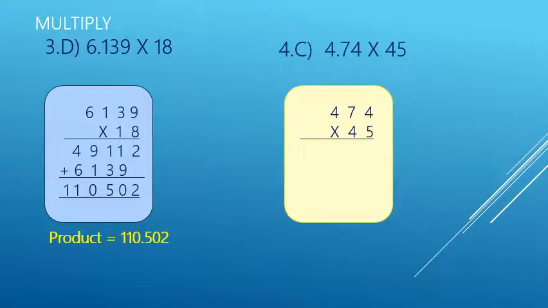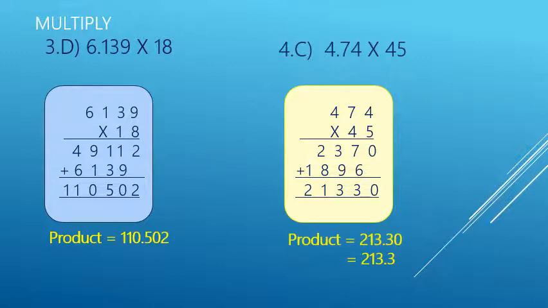So first of all we will multiply 474 by 5 and we get 2370. In the next step we multiply 474 by 4 and we get 1896. Now we add both the numbers and we get 21330. Now we will note the number of decimal places in 4.74, which is 2. So what we are going to do? We are going to put the decimal point after 2 digits from the right hand side in the product. So the product is equal to 213.30, which is equal to 213.3.